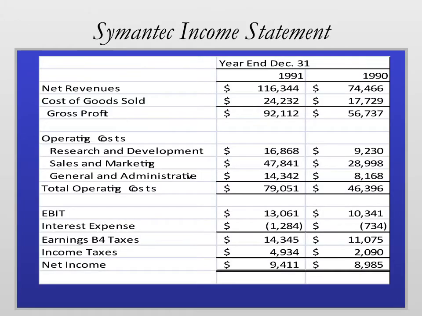Recall the Symantec income statement, and when we talk about profit margin, we'll only be looking at the income statement. Recall that the revenue had grown significantly, the net revenues from 74 to 116 million. Gross profit followed that increase quite well. Operating costs, though, increased dramatically, especially the sales and marketing, research and development, and such, and resulted in not a very large increase in net income.